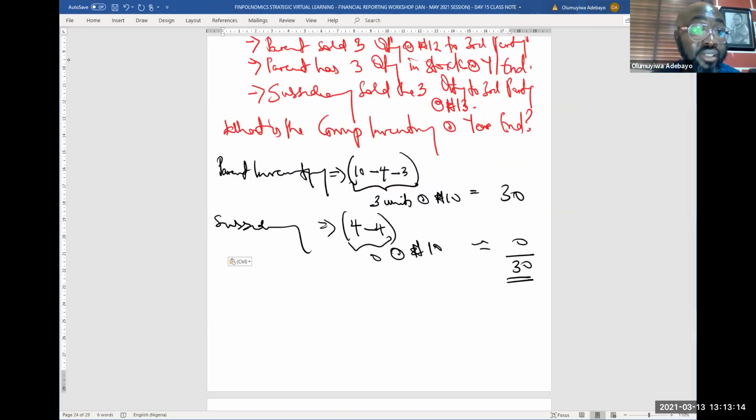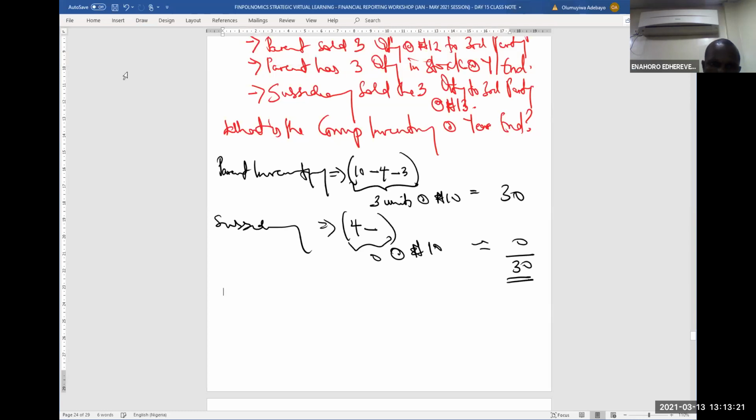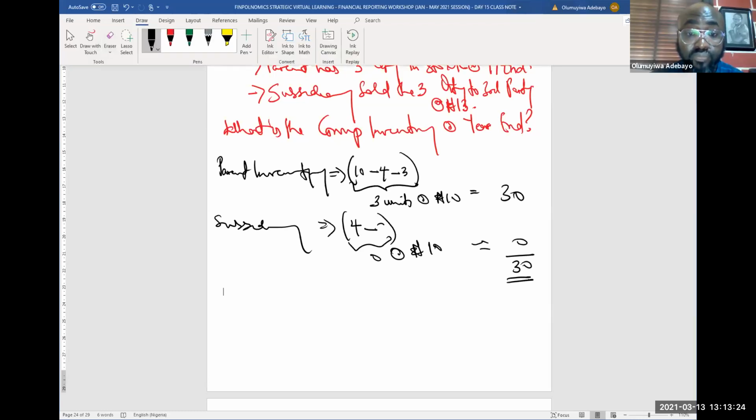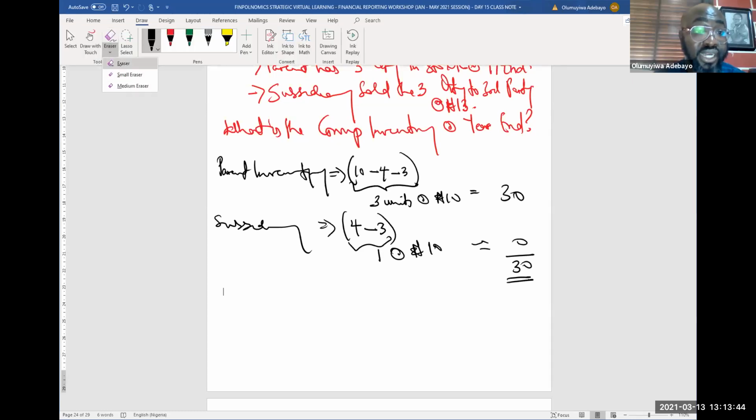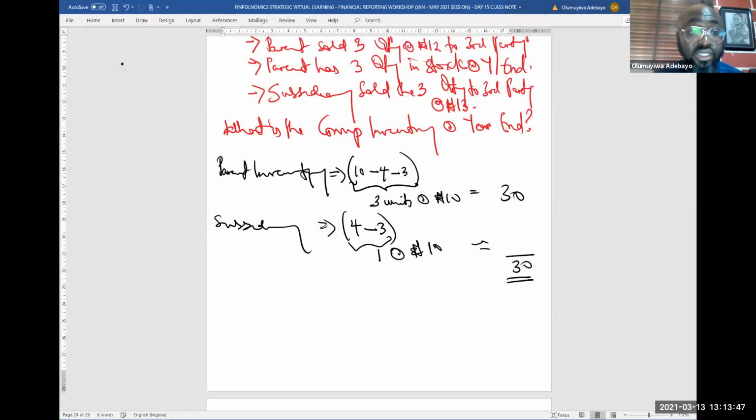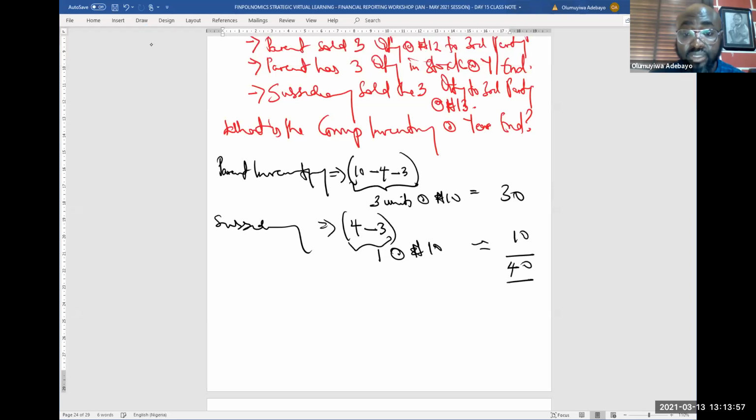Now here, it didn't sell 4. What is sold was 3, which means it has stock. It has stock of 1. And that 1 is valued at how much it costs the subsidiary. It costs the subsidiary 10, which gives us 1 times 10. It's 10. 1 times 10 is 10. 10 plus 30 is what? 40. Okay, which means there is no problem.